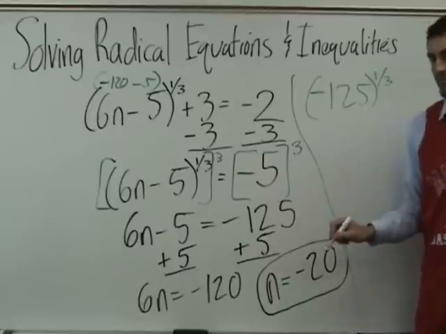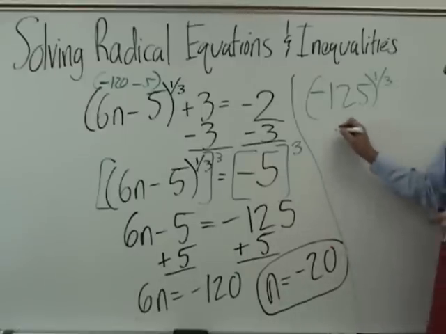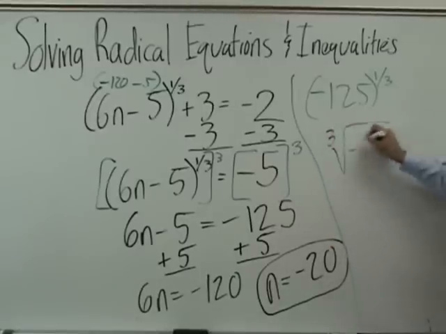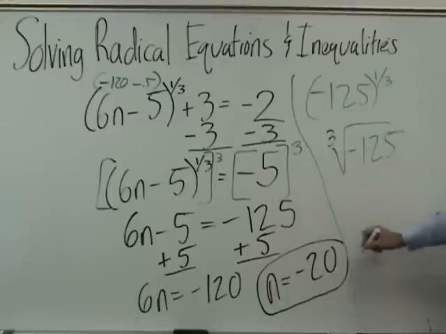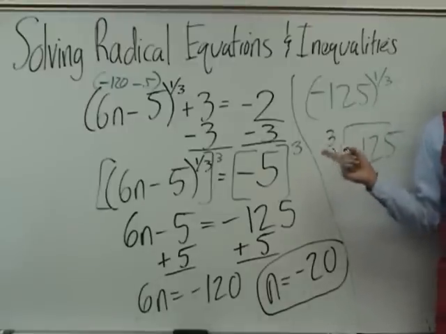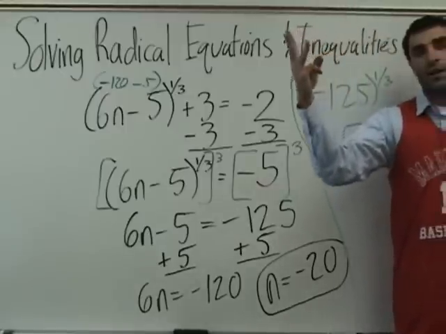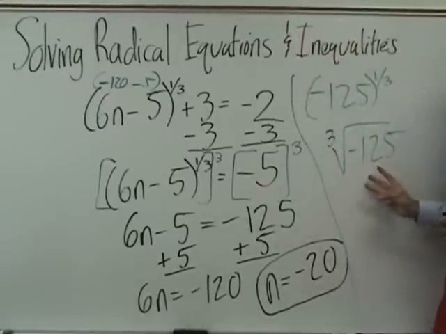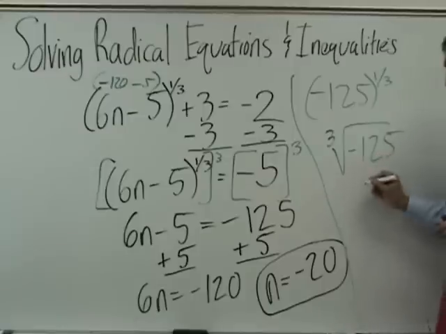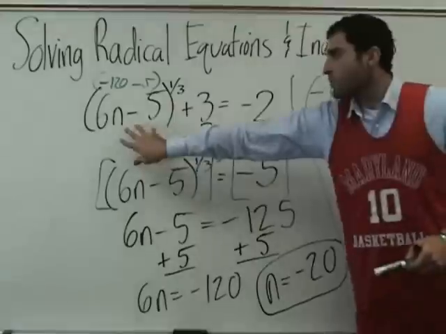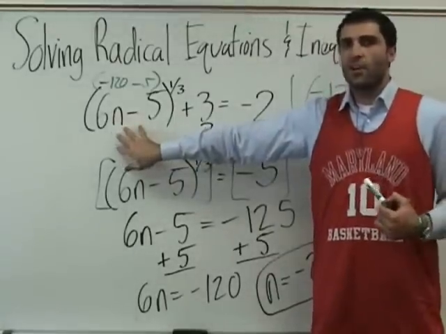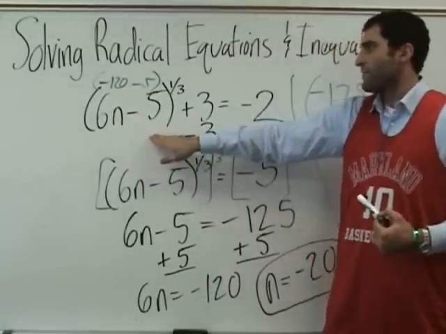Negative 5? Negative 5. You're right. It's the same thing as the cube root of negative 125. And basically, cube root means what again? What times what times what equals what's inside here? And the answer is negative 5. Say it loud and say it proud. Negative 5. So this whole chunk is negative 5.